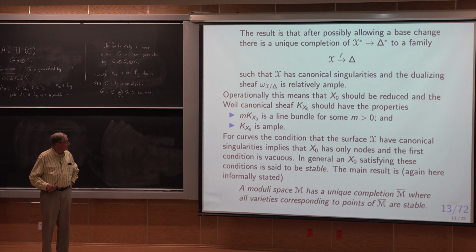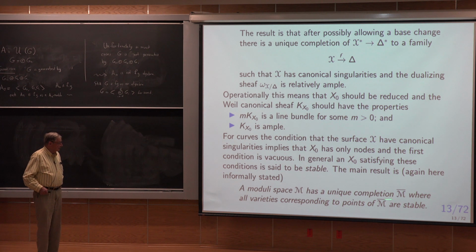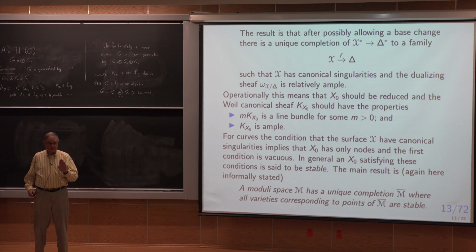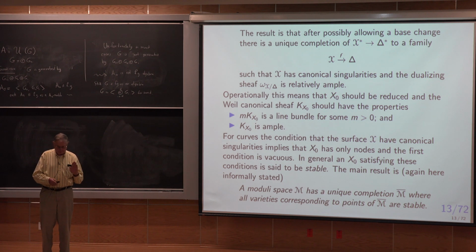Stable means that the canonical sheaf should be Q-Cartier. Some multiple should be a line bundle, and it should be ample. These are so-called stable varieties. Those are the ones with good moduli theory. Well, moduli space has a unique completion where you add all the stable varieties of the given type.